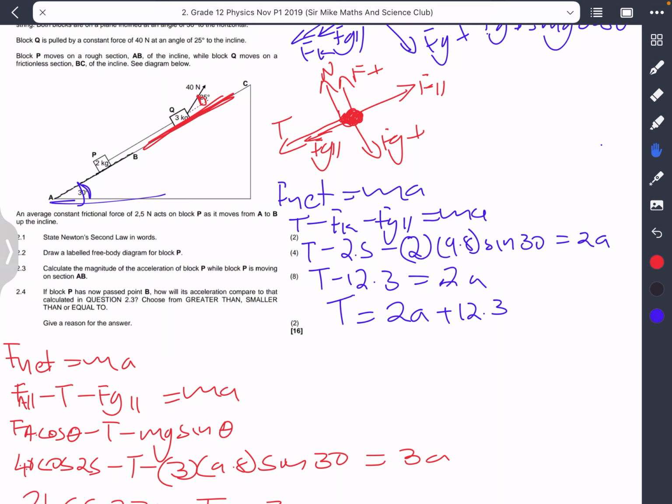Now remember that as soon as block P passes point B, there is no friction, so it would actually start to accelerate. So the acceleration will actually be greater than. The reason for that would be that since it has passed point B, we no longer have the frictional force. Because that's a smooth surface, the reason would be that there is no friction between point B and C. So that's it for this question.